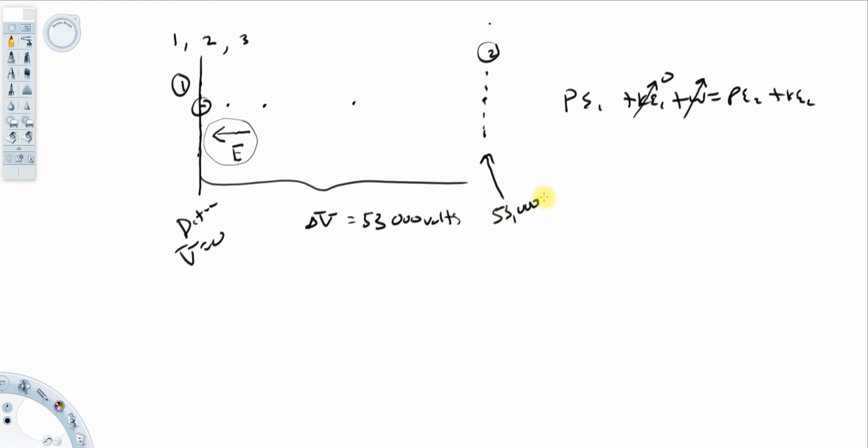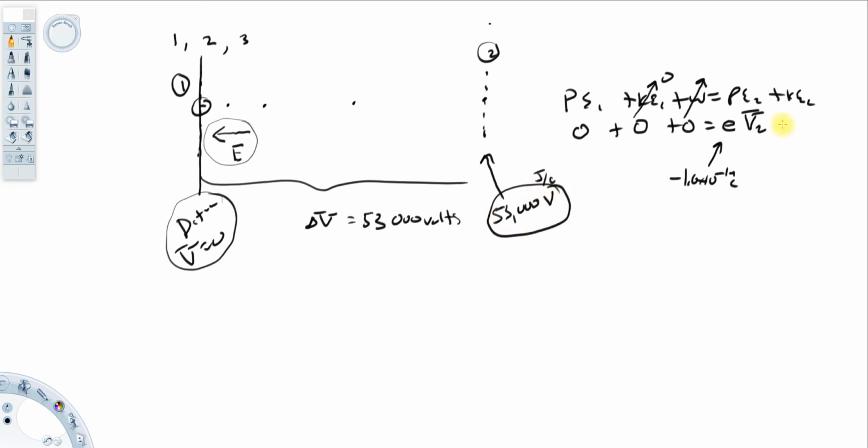volts, which remember is a joule per coulomb. The electric potential is how much energy you have per unit charge. So if we put the datum here, we call this 0 electric potential. This becomes a 0, this becomes a 0, the work term is 0. Potential 2 is the charge of an electron, the fundamental unit of charge, negative 1.6 times 10 to the minus 19th coulombs, times potential 2. And this is potential 2 right here. And then the KE2 is going to be 1/2 mv squared, where this mass is going to be the mass of an electron.